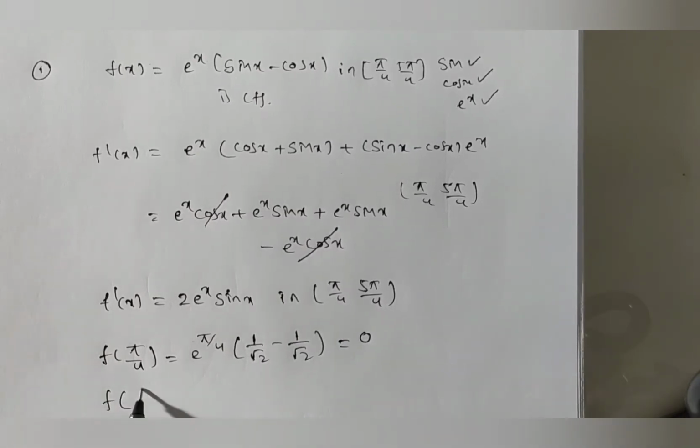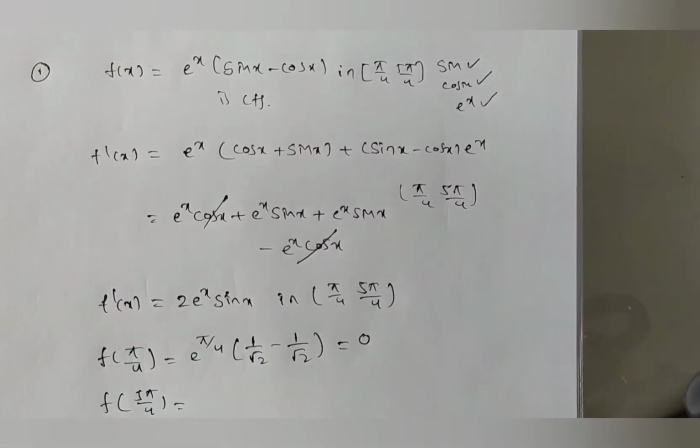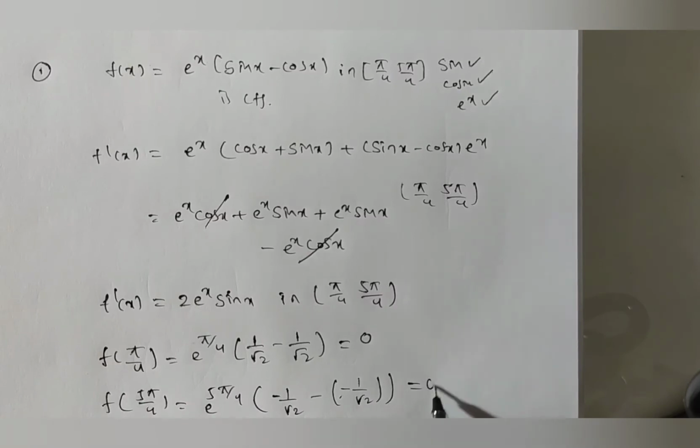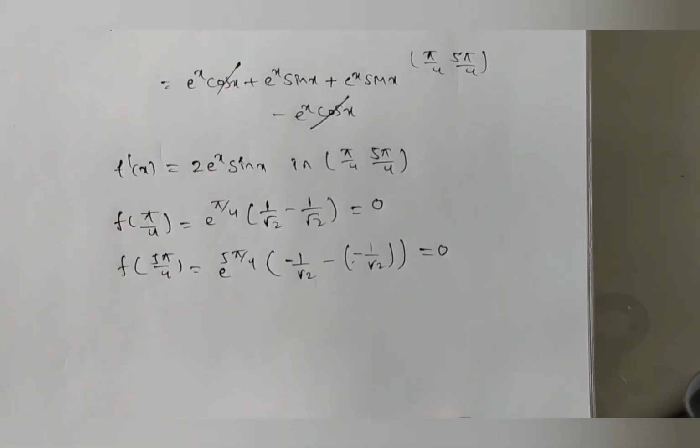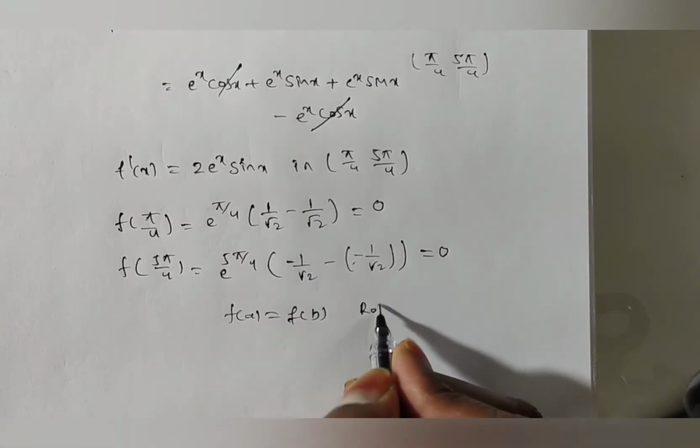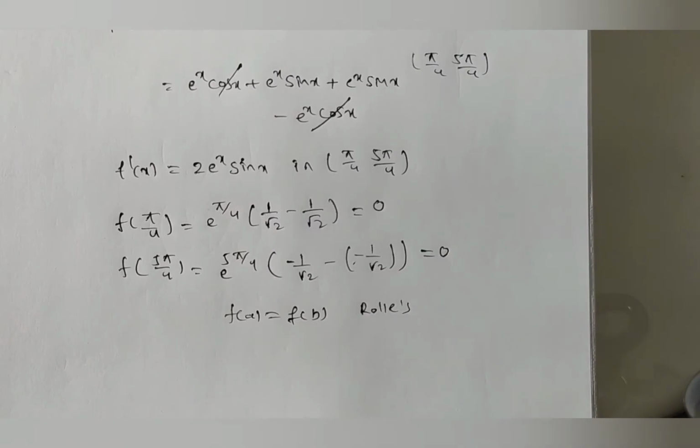Next, f of 5 pi by 4. Then e to the power of 5 pi by 4 into sin 5 pi by 4. Sin 5 pi by 4 is minus 1 by root 2 and cos 5 pi by 4 is also minus 1 by root 2. Now in this case, minus and plus both get cancelled. 0 into e to the power of 5 pi by 4 is again 0. So from this what you can say? f of a is equal to f of b. Therefore Rolle's theorem can be applicable.